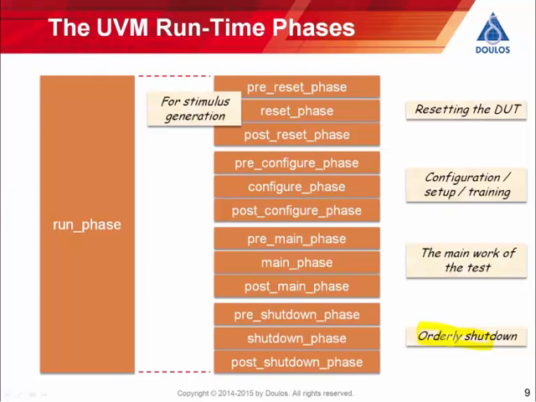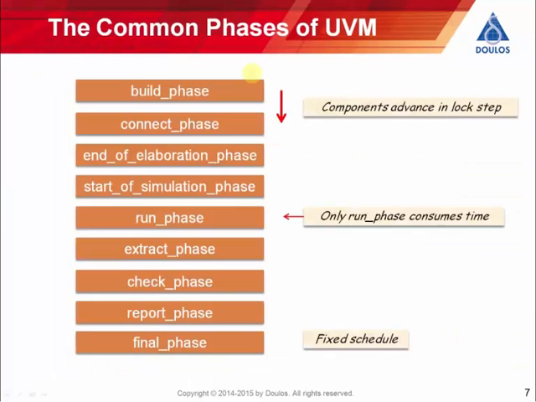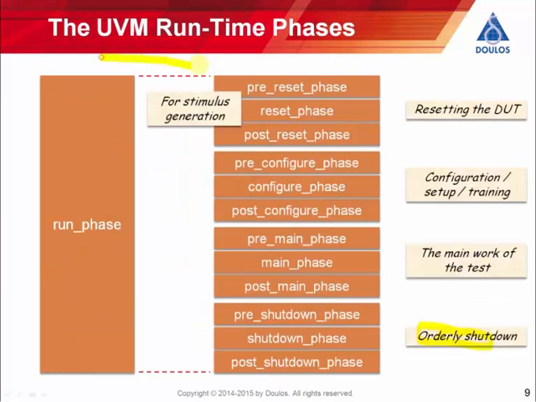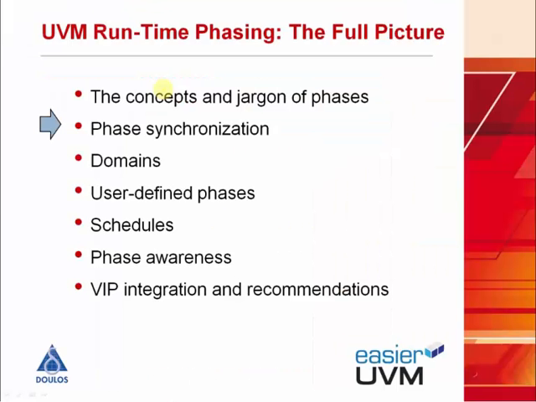So I've introduced 2 new bits of jargon now. The common phases, which are these guys here, and the UVM runtime phases, which are this bunch of predefined phases, all of which run concurrently with the run phase. And all of these phases are used for stimulus generation. So now let's take a look at phase synchronization.